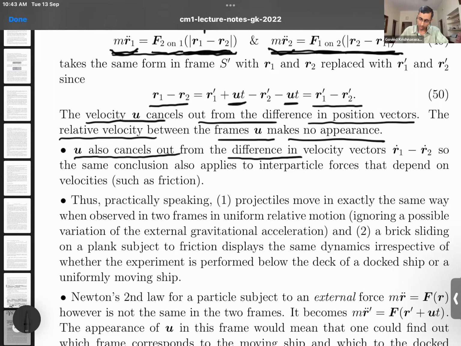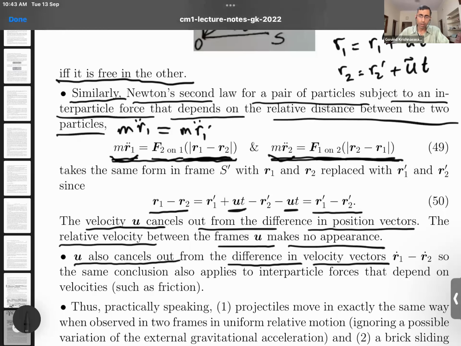So notice that if I consider R dots rather than R's, and then again take the difference, this extra term, u minus u, will go away. So the same conclusion applies to interparticle forces that depend on velocities. Why do I say this? Because friction is an example of a force that depends on velocities. The faster you move, the greater the friction. This is the idea.